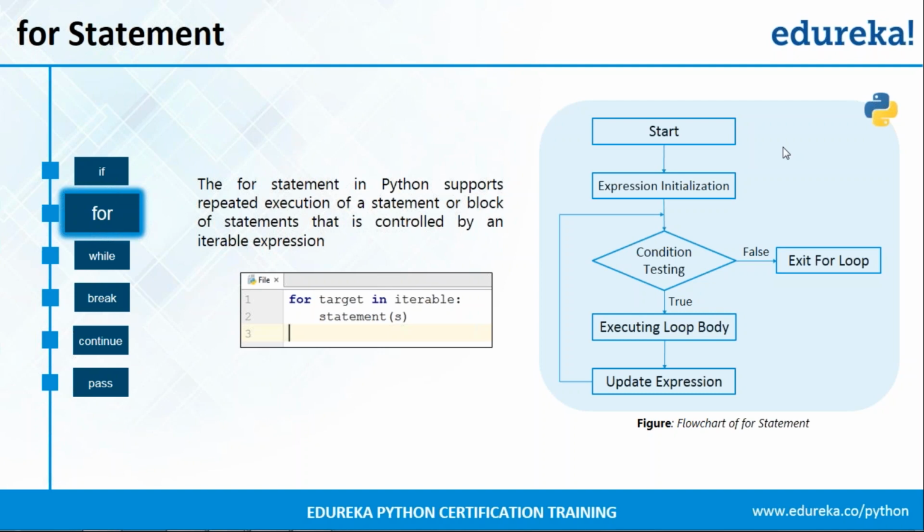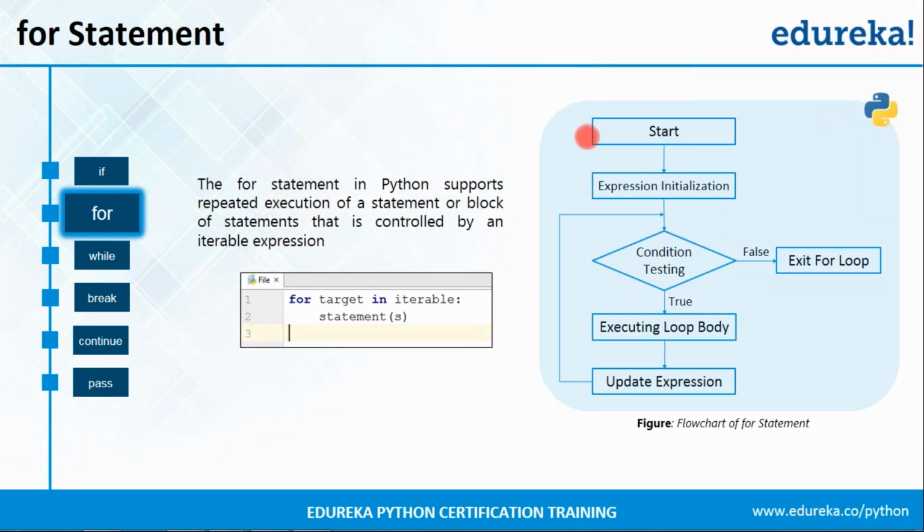And it is advisable to use a for statement or a for loop when you know the number of iterations that it should perform beforehand, okay? So you use a for statement when you know the range of the iterations that you want to perform beforehand.